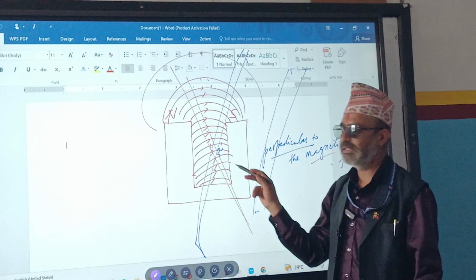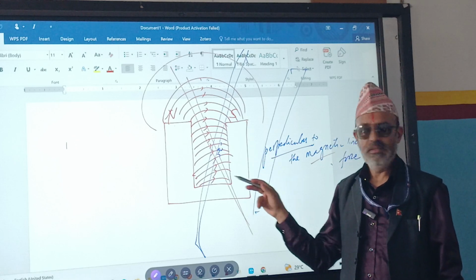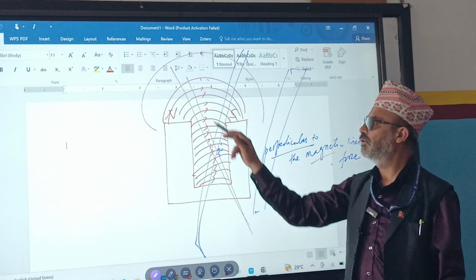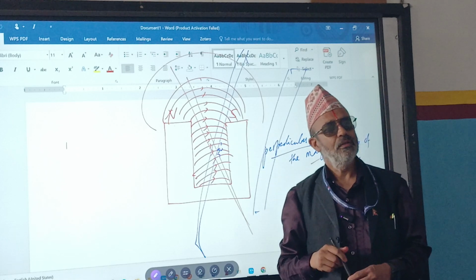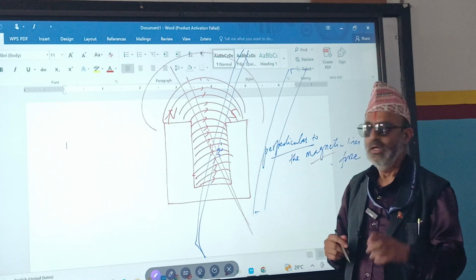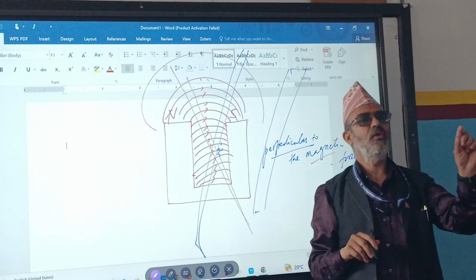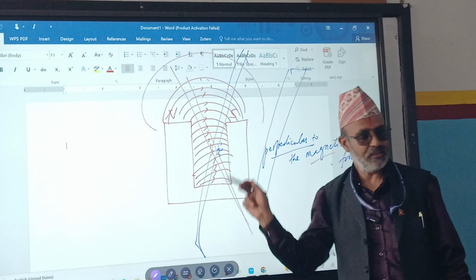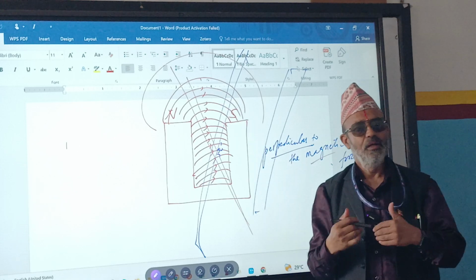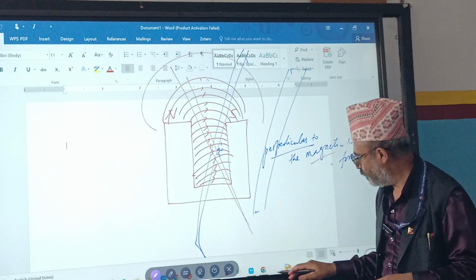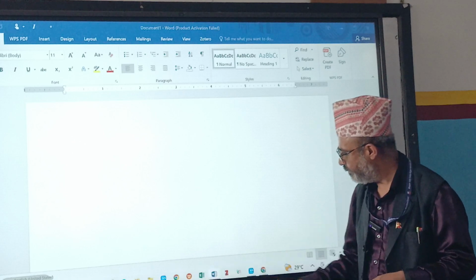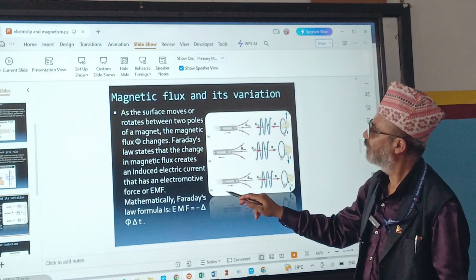So when a conductor is placed in the magnetic field of a magnet, it cuts the magnetic lines of force. Some magnetic lines of force are perpendicular to the conductor. What do you call that? Magnetic flux. One thing: if we keep it at one position, the magnetic flux is less, right? But when we rotate the magnet or the conductor, then the flux will be more, because many lines will be perpendicular to the conductor. So now let's cut here. Magnetic flux.